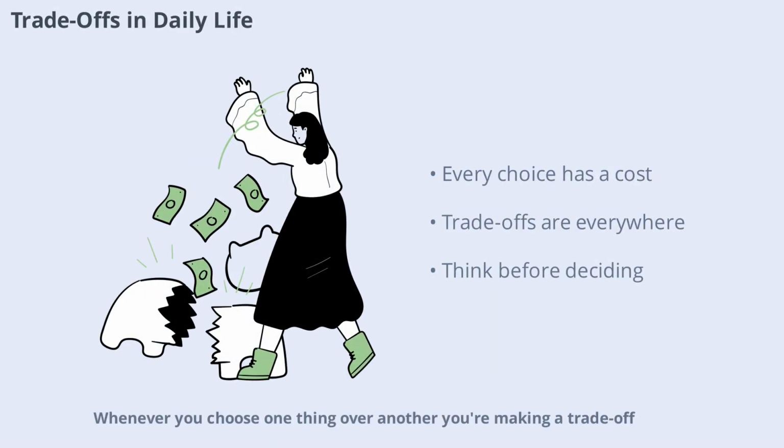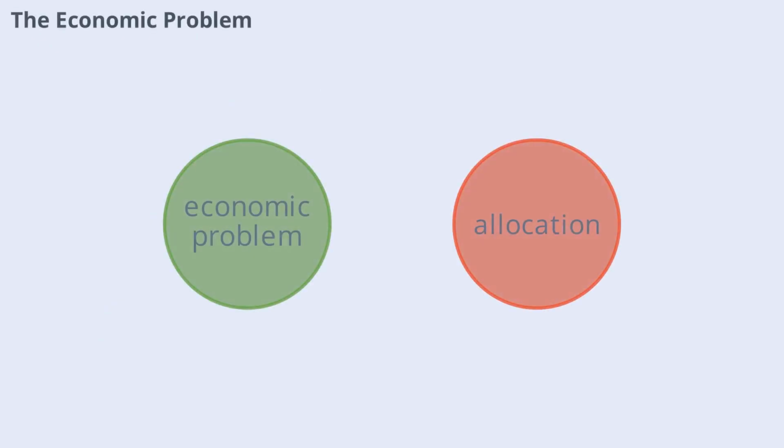Whenever you choose one thing over another, you're making a trade-off. For example, spending money on a concert ticket means you can't use that money to buy a new book. Recognizing trade-offs helps us understand the real cost of our decisions and encourages us to think more carefully about how we use our resources. The economic problem arises because resources are scarce, but wants are unlimited.